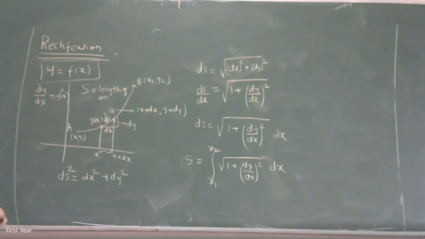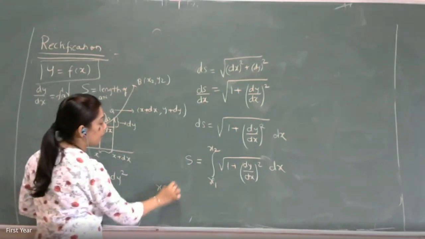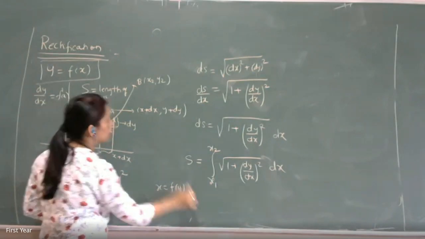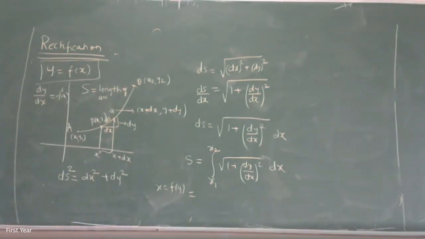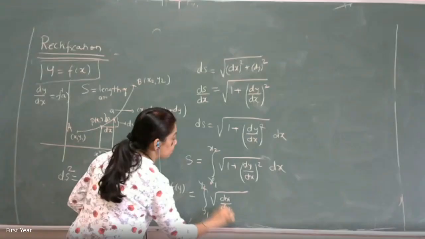If the question was x is equal to f of y, then what will be the formula? Can anybody tell if you have understood all this? Can you tell what will be the formula? The integral from y1 to y2, and dx by dy will come back, आएगा, under the root, and after the integral, dy आएगा. Very good. That's it.